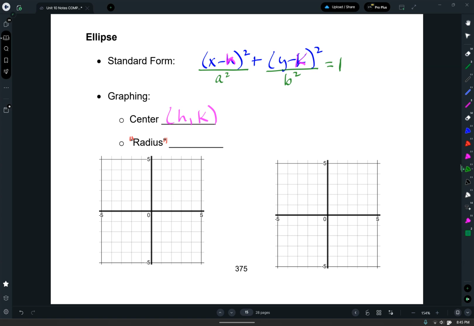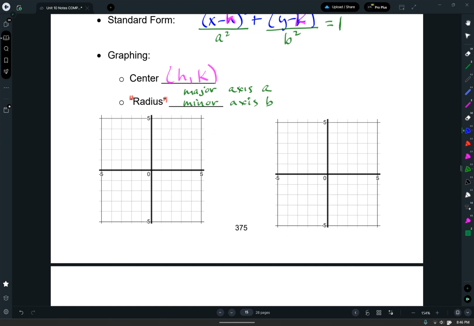So the radius, again, I don't want to say there are two radii. Actually, what it's called is a major axis and a minor axis, and the only difference is that one's longer than the other. So that's what they use instead of the idea of radius. I don't care that you know those words, but it's going to come from whatever the A number is and the B number. Okay, so let me show you what I mean.